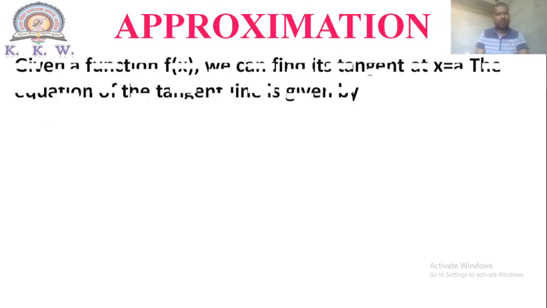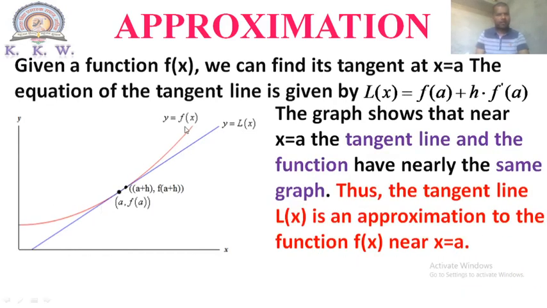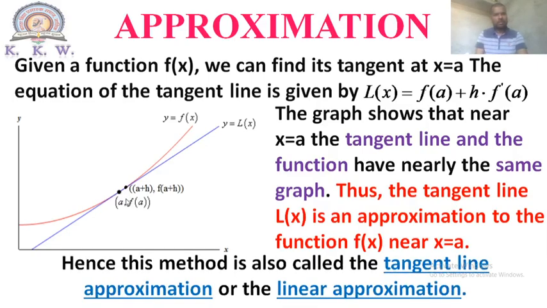Now we'll see it graphically. Draw the graph of the function y is equal to f of x and draw the tangent to this function at x is equal to a. We'll see that in some interval a to a plus h, the path of the function and the tangent line to that function are the same. Therefore, this tangent line shows the approximate value of the function y is equal to f of x. Therefore, this method is also called tangent line approximation, or linear approximation.